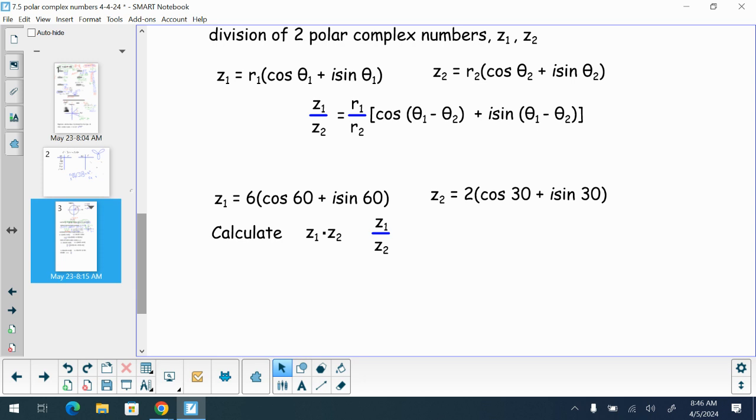So if we look at two vectors, two polar coordinates, two imaginary numbers, we have Z1 is 6 cosine 60 plus I sine 60, and Z2 is 2 cosine 30 plus I sine 30. And once again, you may see this sometimes as 2 CIS of 30, and this would be 6 CIS 60. You can see it as written out, or you can see the CIS in there.